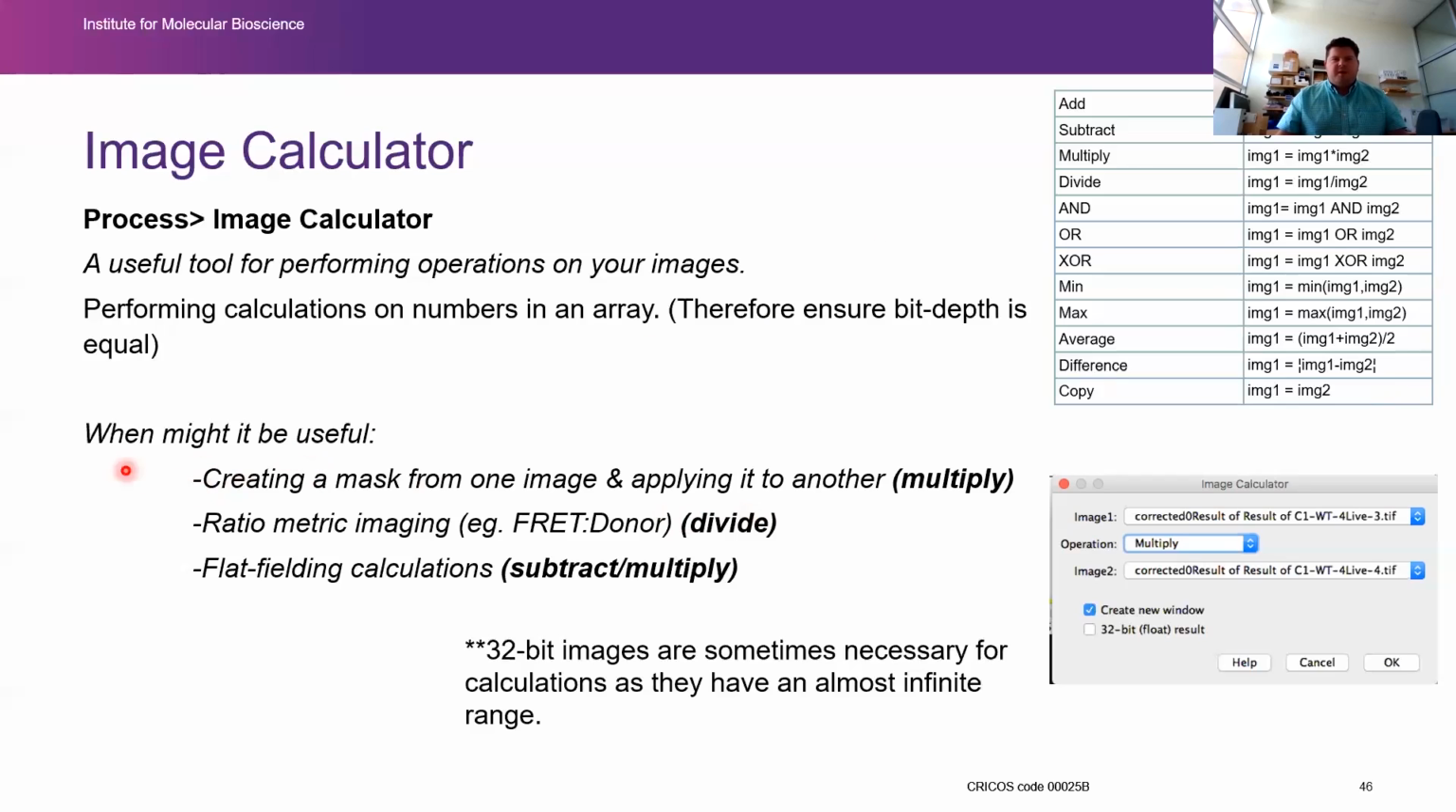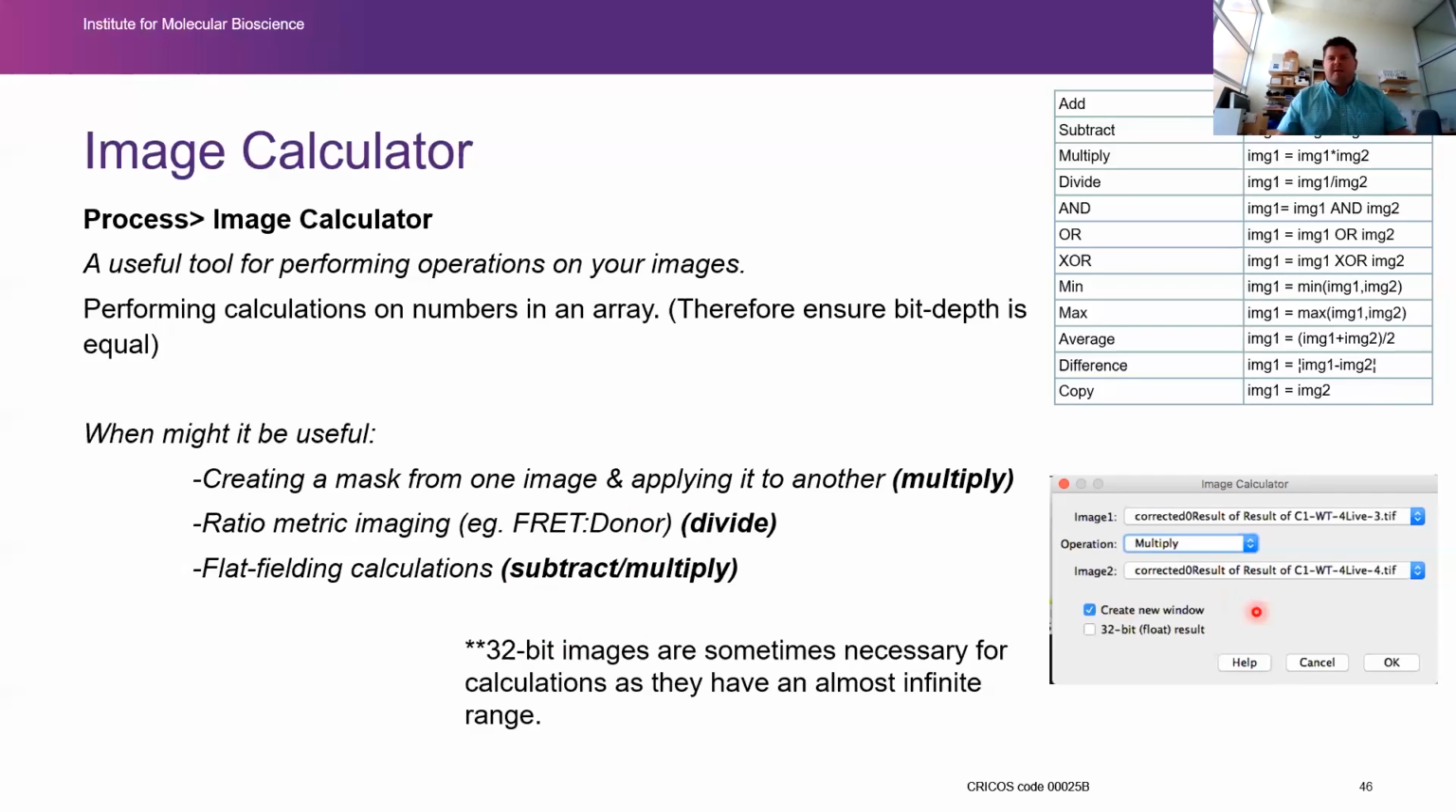It might be useful for when you're making a mask. As I was saying, you'd threshold out regions that you're interested in, and then if you want to take only that region on your other image, then you would multiply your image by the mask, and then get rid of all the non-foreground objects. You can do ratiometric imaging, where you're dividing like FRET and the donor image by each other. You use the divide. If you're doing flat fielding calculations, you can subtract or multiply by your flat field image.